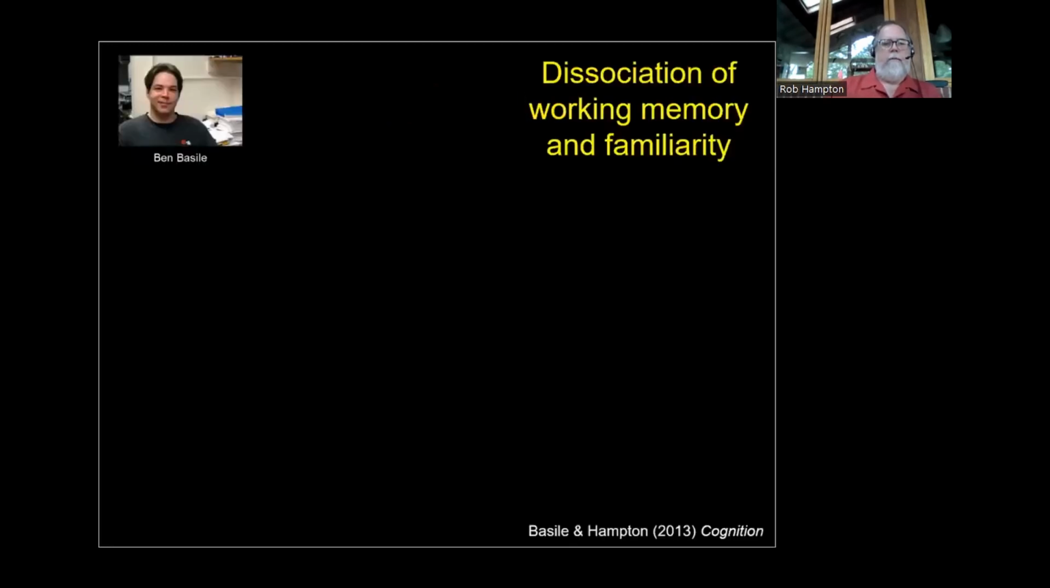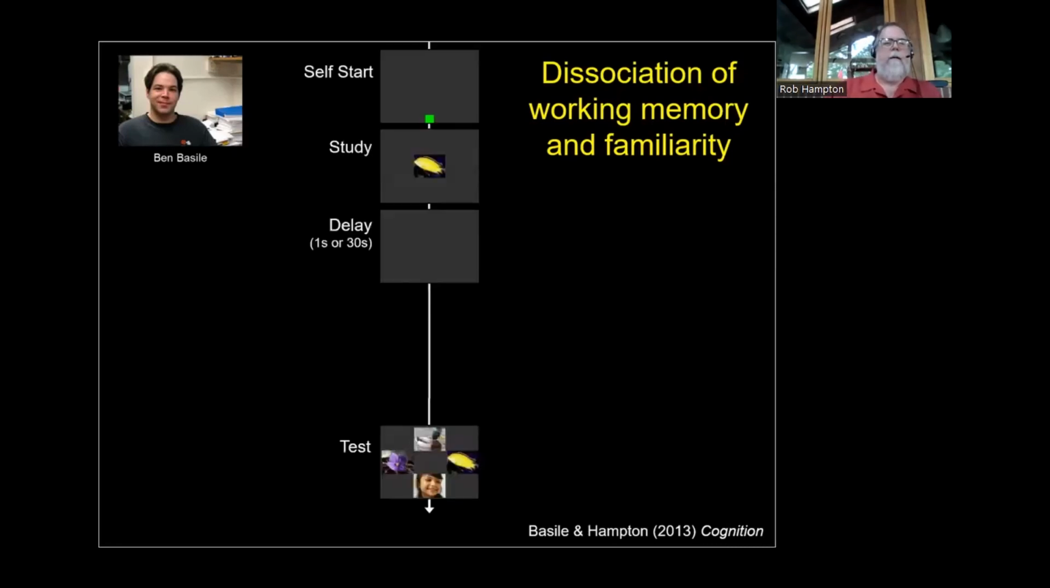So Ben Basil was the first one in our lab to do some work on this and look at the different properties of tests with these 2 kinds of image sets. So again, we're looking at a match to sample type trial. Monkey touches this green square to start a trial. They see something to study. You have a delay period, and then you have a test where you've got to identify the image that you saw at the beginning of the trial.